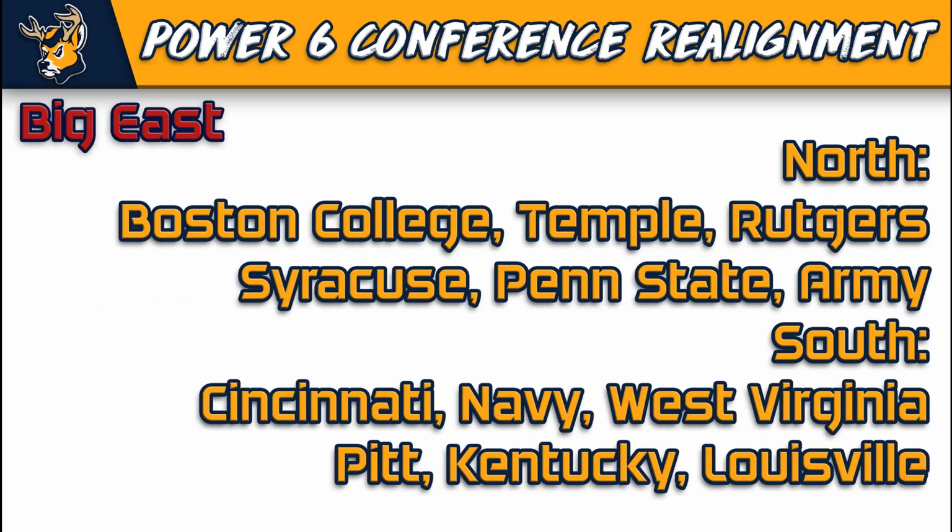So with our final conference in this video, we have the Big East. Now it can be any name you want, but in the Big East North, we have Boston College, Temple, Rutgers, Syracuse, Penn State, and Army. And then in the Big East South, we have Cincinnati, Navy, West Virginia, Pittsburgh, Kentucky, and Louisville. I just love this conference, I'll be honest with you. Boston College should not be in the ACC. You're in a better conference here. So we take Penn State from the Big Ten and we put them in here.